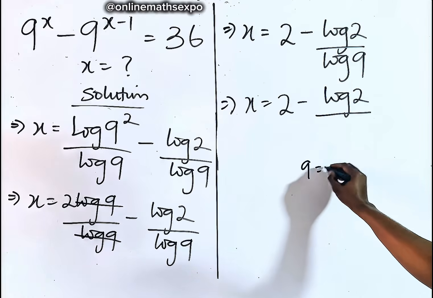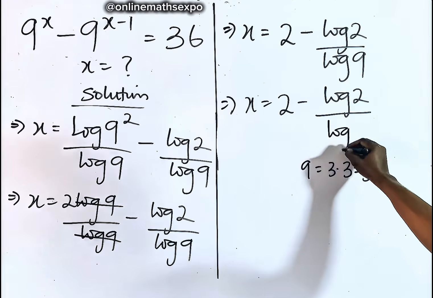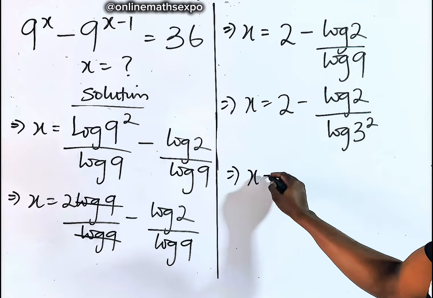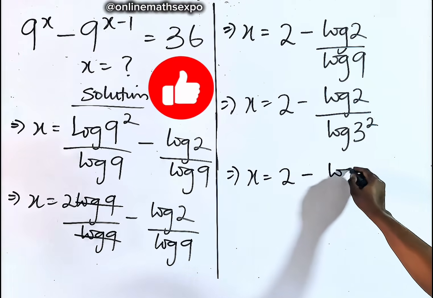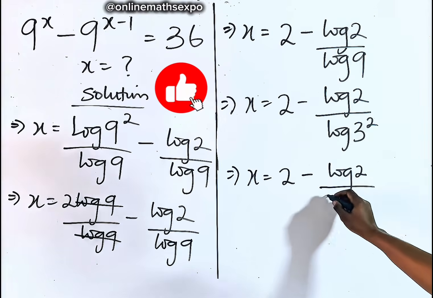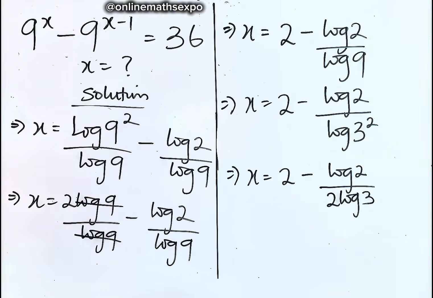9 you know is the same as 3 times 3, which is 3 squared. So this is log of 3 squared. So we keep simplifying this and it gives us x is 2 minus log of 2. Now this power multiplies the log. So you have 2 log 3. Now at this point, what do you do?